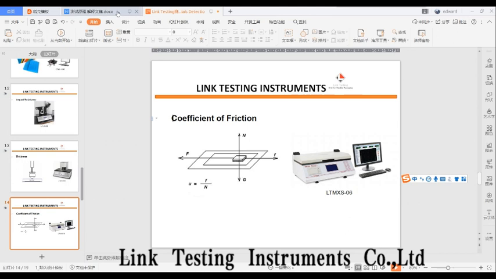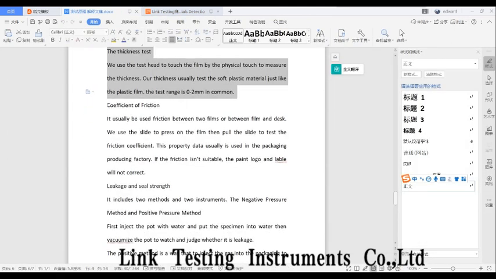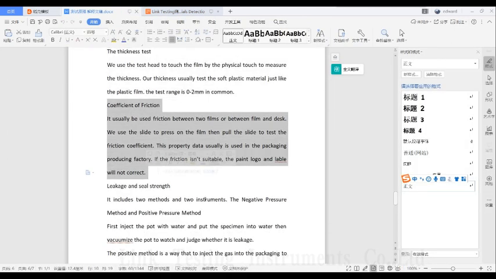Okay, next one. Coefficient of friction. It's friction, usually measured between two films or between a film and a desk. We use a sled to press on the film and then pull the sled to test the coefficient of friction. This property data is usually used in packaging production and film factories.